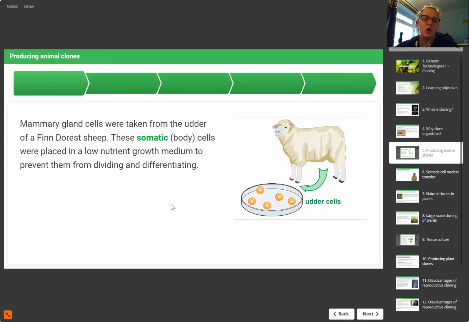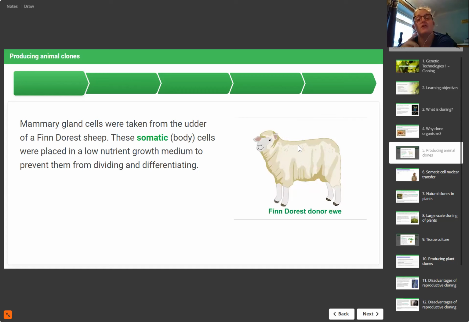They were placed in low nutrient growth medium. The reason this was done was to prevent them from dividing and differentiating, but they were still living. So it didn't kill them, it just meant they were not dividing and they weren't differentiating. So these mammary gland cells were taken and put into that low nutrient growth medium.